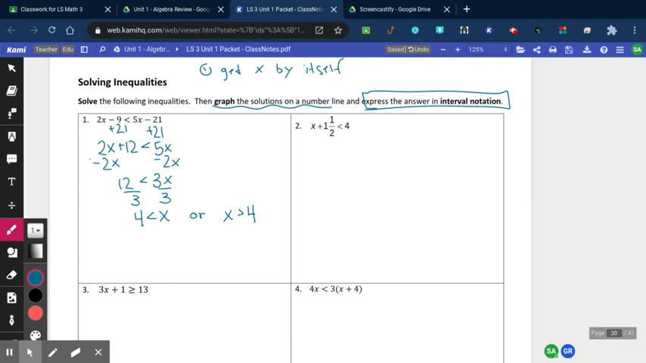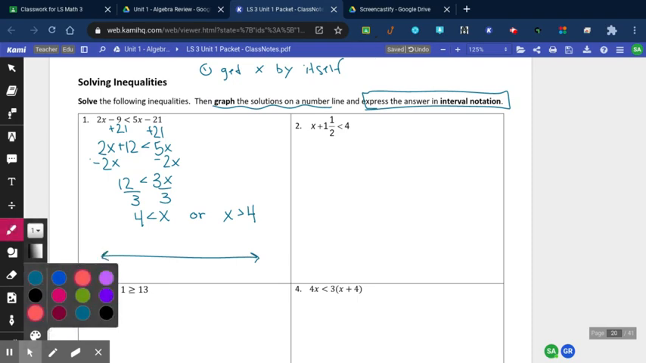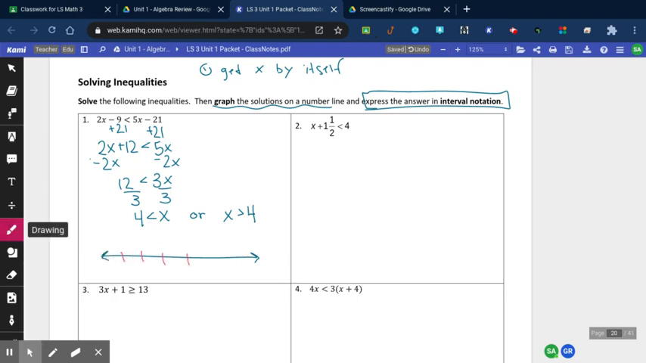Now, when I write a number line, I'm going to put a couple hash marks on here. I always put my solution in the middle. You guys don't have to, right? There's my boundary point of x greater than 4. And I have 5, 6, 7 on the right, 3, 2, 1 on the left.